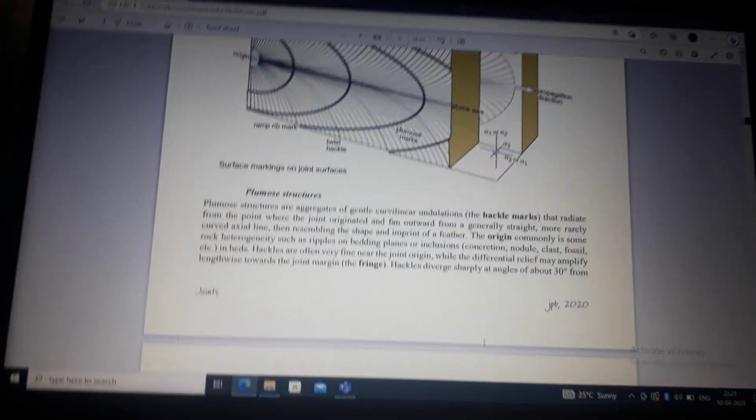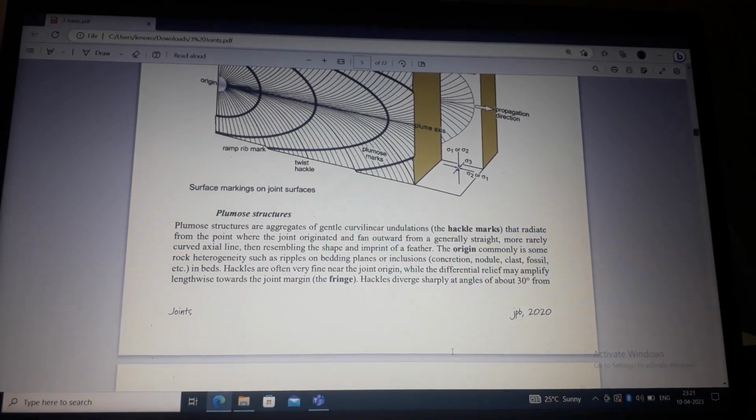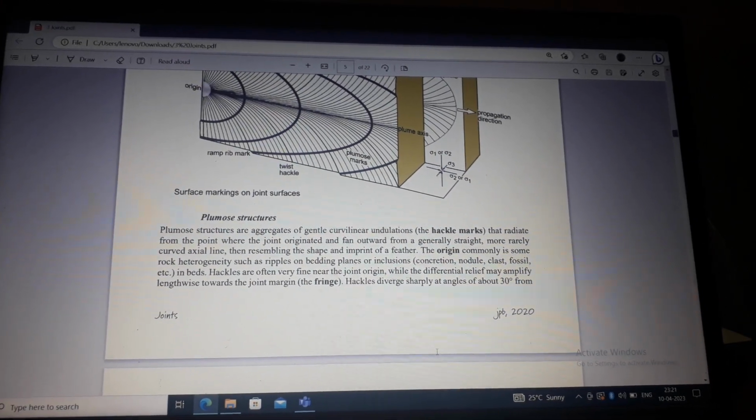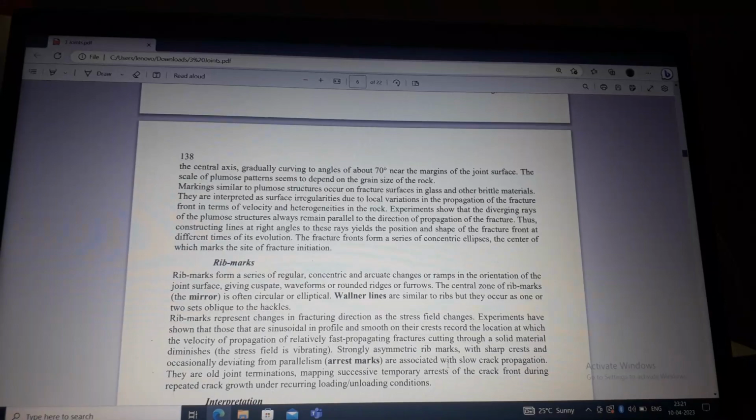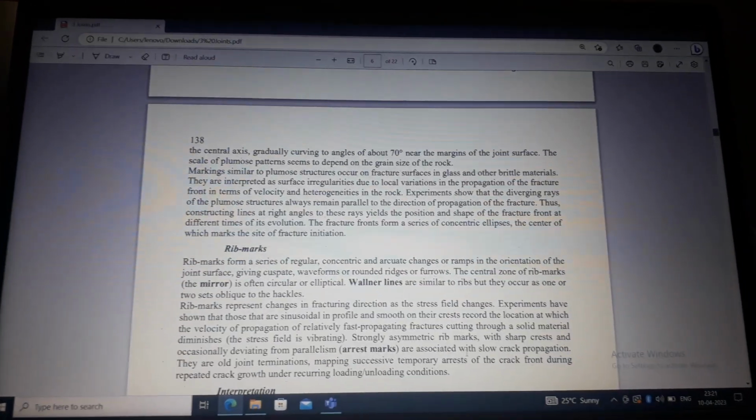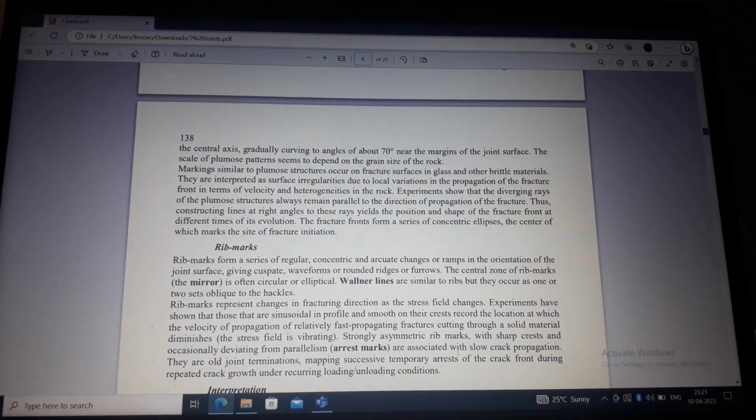while the differential relief may amplify lengthwise towards the joint origin. The fringe hackles diverge sharply at angles of about 30 degrees from the central axis, gradually curving to angles of about 70 degrees near the margins of the joint surface.